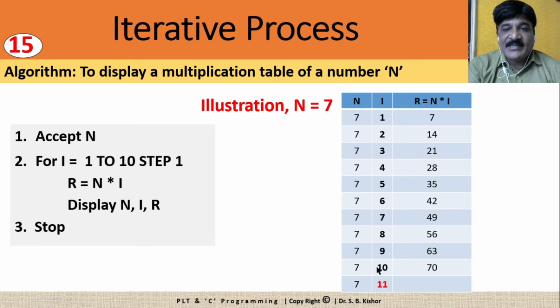Now assume the value of I is 10. So 10 is less than 10? No, it is equal. So again perform the calculation, that is 7 into 10. It will become 70. So we are printing all the 3 values. Then the value of I will become 11. So 11 is less than 10? No, the condition is false. So control will transfer to the next statement. So in this case it is stop. So our program will halt.